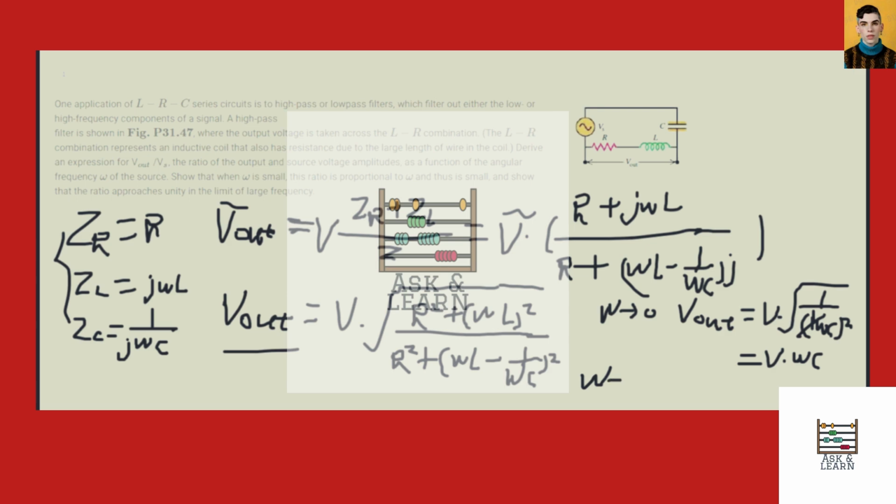But when omega goes to infinity, in the numerator omega L dominates, and in the denominator omega L also dominates. So in that case, V out is simply equal to V. Now coming back to the question, we have already proved that when omega is small, the ratio is proportional to omega. That is correct. And when omega is large, the ratio is close to unity. That is also correct. So that's it.